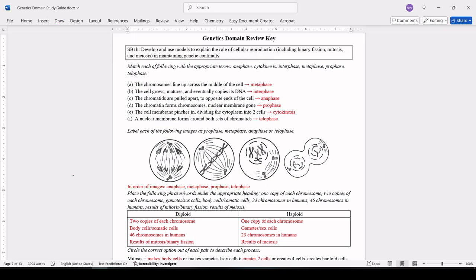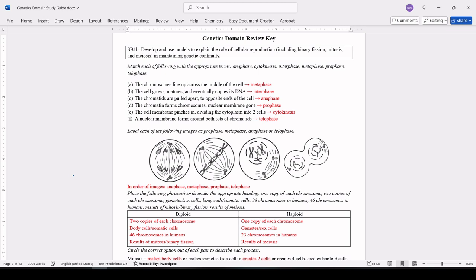Alright, so this video is going to focus on reviewing for the domain test over all of the genetic units. So this covers our units 4, 5, and 6. And when I go through this, I'm going to be hitting the major points and some words to help remember the different information.